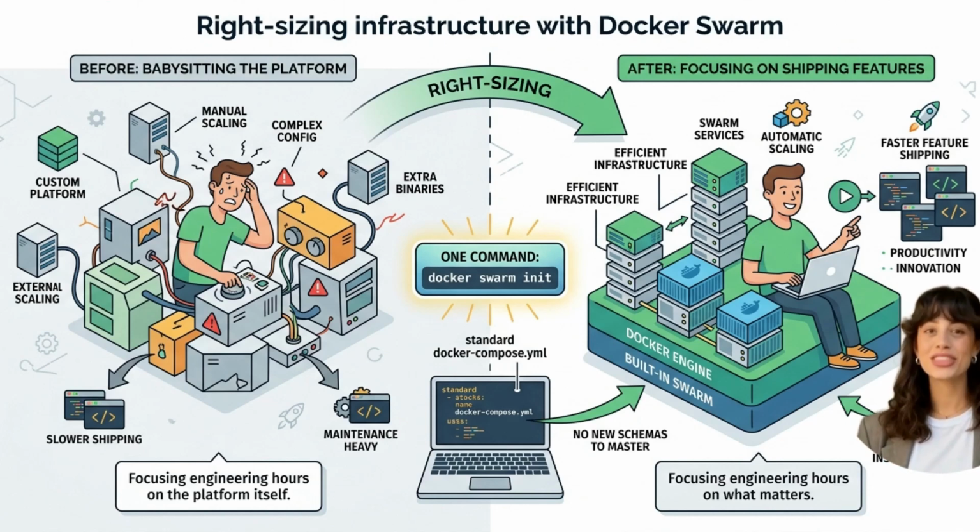Turning a standalone host into a Swarm manager takes one command. From there, you define your entire application the same way you always have, with standard Docker Compose files. There are no new configuration schemas or YAML dialects to master.